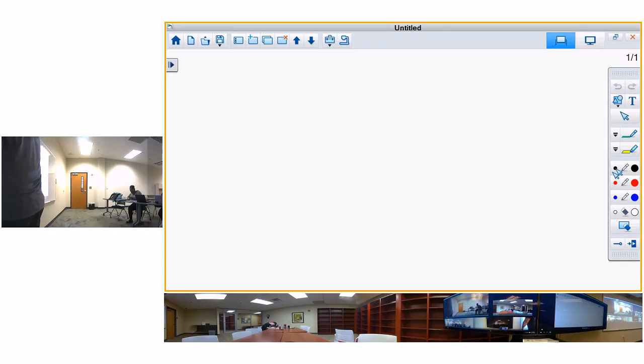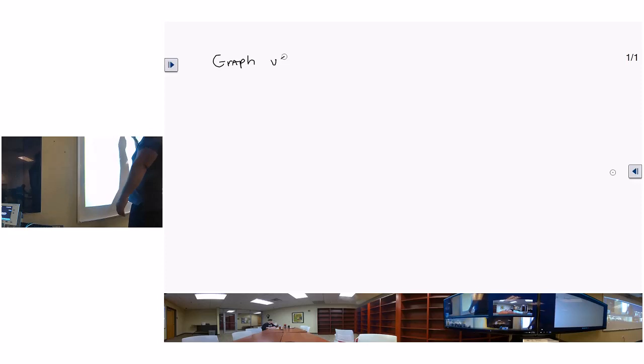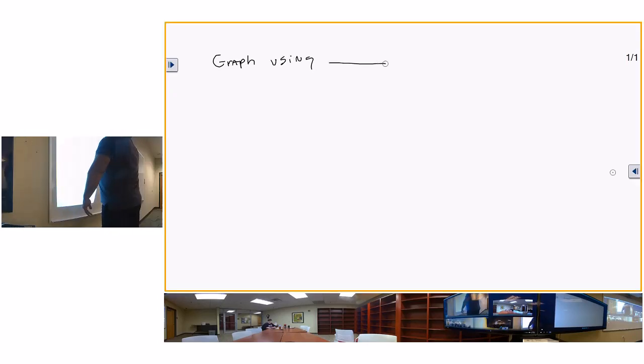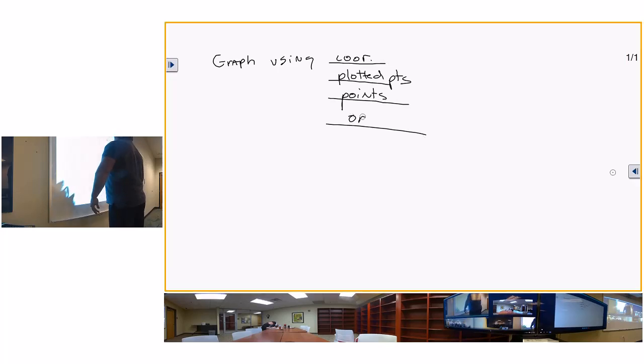This will say graph. It'll say something like this. Graph using, and it's either going to say coordinates, it's going to say plotted points, it's going to say points, or it's going to say ordered pairs.